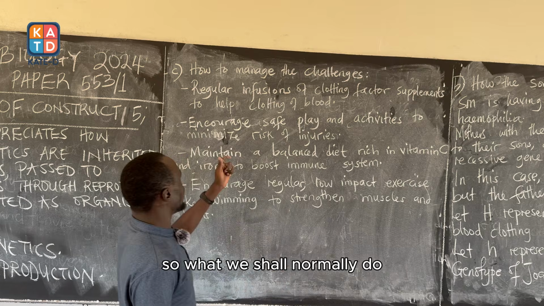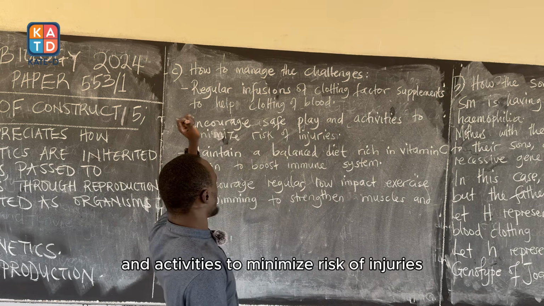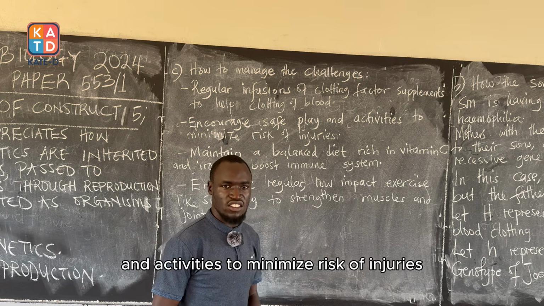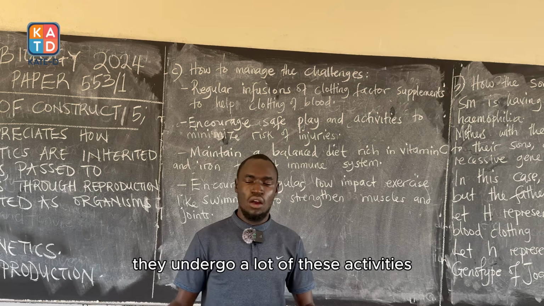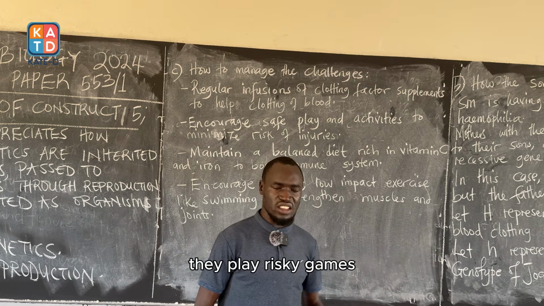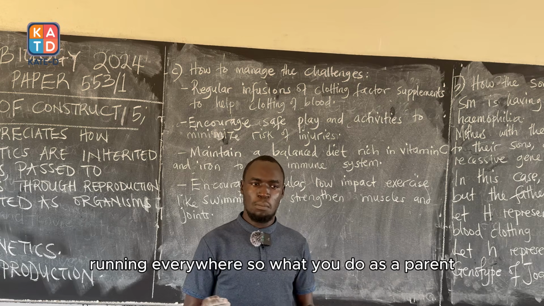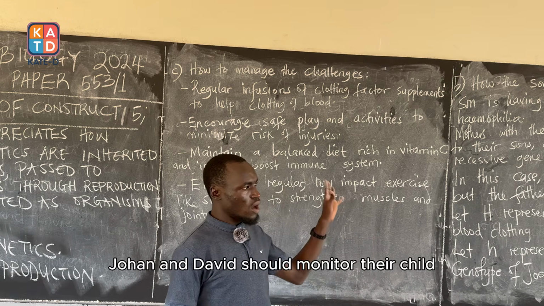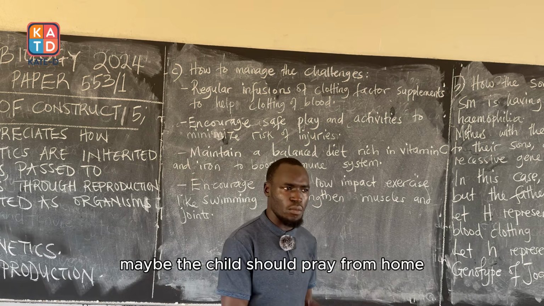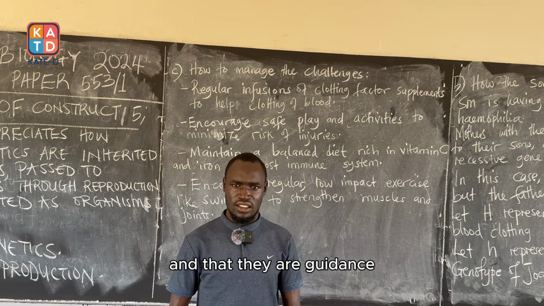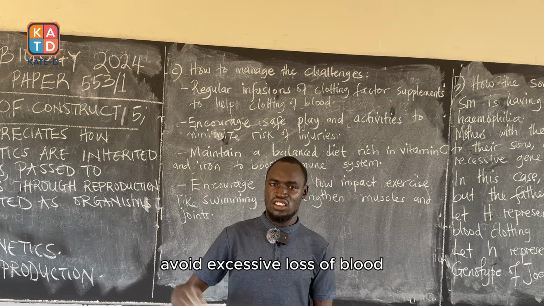So what we shall normally do, we encourage what we call safe play and activities to minimize risk of injuries. Yes, we know these children, when they are growing, undergo a lot of activities. They play risky games. You find the child jumping up and down, running everywhere. So what you do as a parent, monitor the child. Joan and David should monitor their child to ensure safe play. Maybe the child should play from home under their guidance, under their monitoring, to ensure that the child is not injured, to avoid excessive loss of blood.